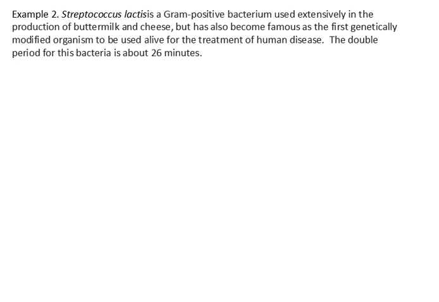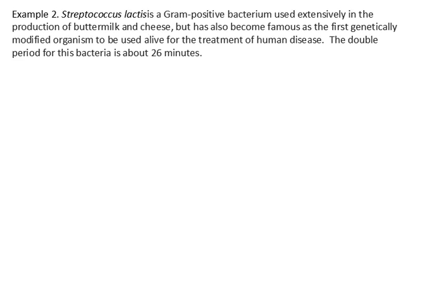We have Streptococcus lactis, a gram-positive bacterium used extensively in the production of buttermilk and cheese, but it also has been famous as the first genetically modified organism to be used alive for the treatment of human disease. Kind of interesting. The doubling period for this bacteria is 26 minutes.